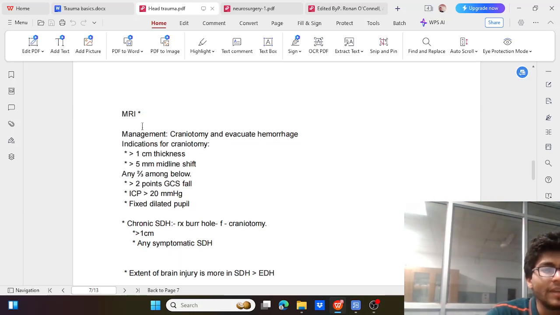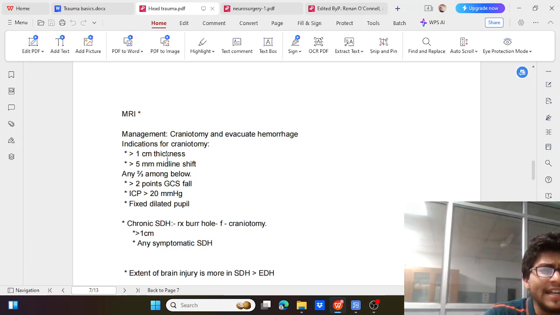Okay, so management here again is craniotomy and removal of the hemorrhage. Here we will need craniotomy. It will not be managed by burr hole because it is not extradural. In extradural, burr hole will help. Here the burr hole will not help.